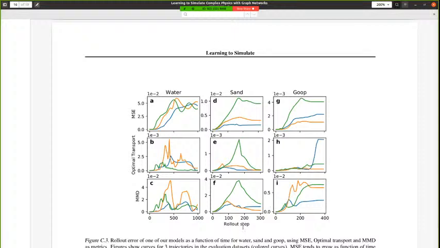With sand, it tends to start in a certain configuration, and the rollout error at the beginning is small under all losses. Then it tends to settle into a heap of sand at the bottom, right? If you use a loss that really tracks individual particles, then this is really hard to predict. You see the mean squared errors go up and they stay high.